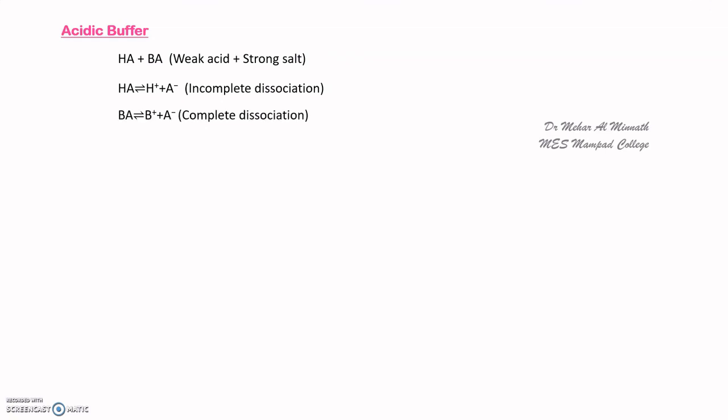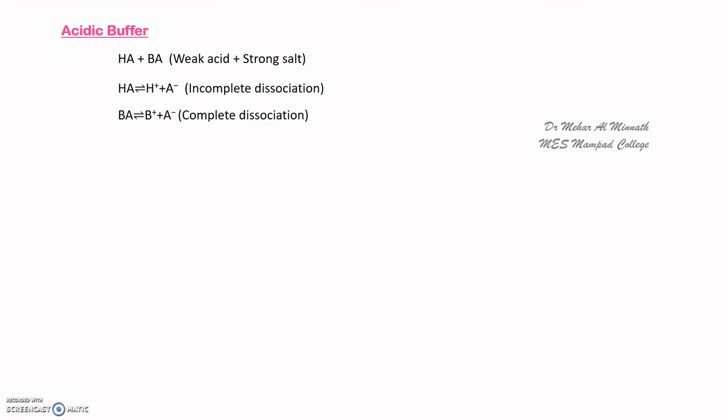Let us take the case of an acidic buffer. An acidic buffer will be a combination of HA, a weak acid, and a strong salt. The weak acid will undergo incomplete dissociation and the strong salt will undergo complete dissociation. So in the acidic buffer we will be having the ions H+, A-, B+ and A-, and most of the A- will be coming from the salt BA. Now keeping this in mind, let's move forward.